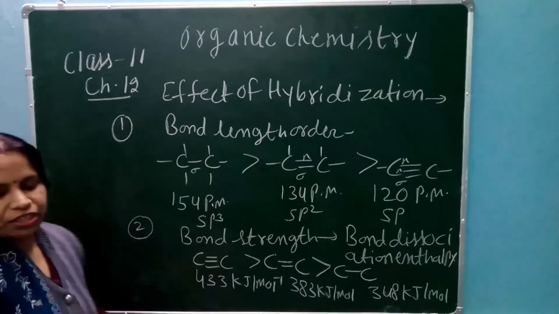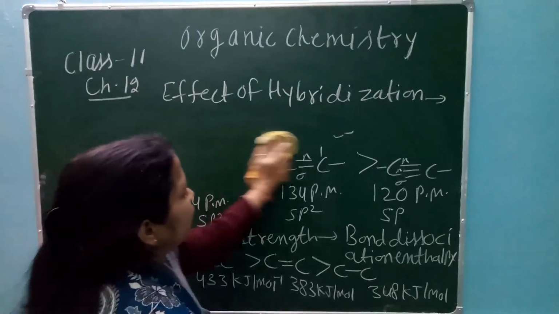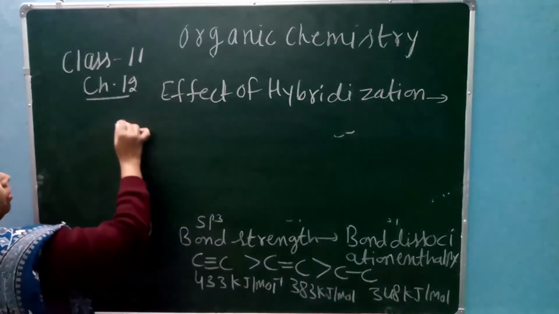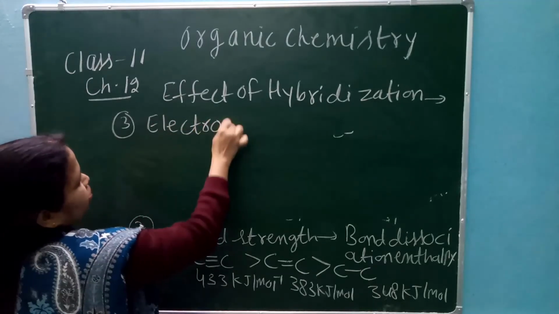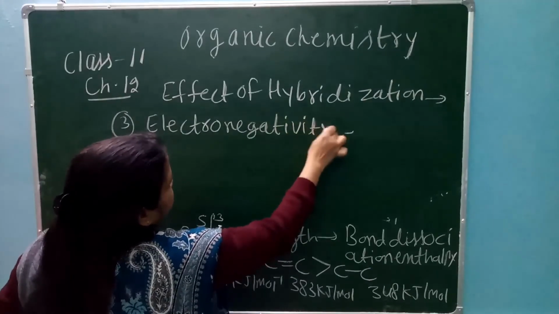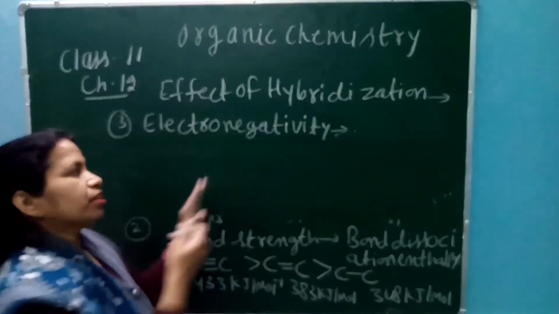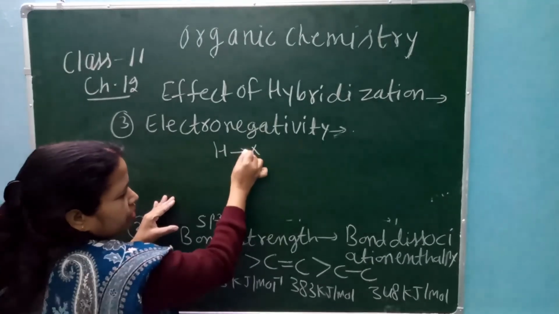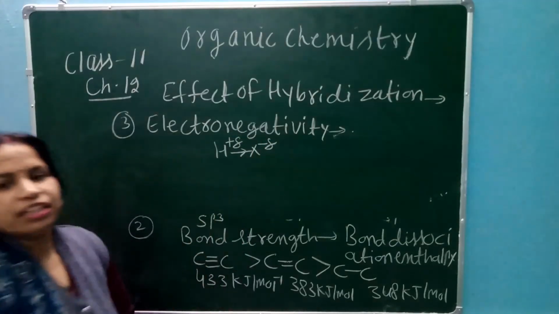So now the third point is electronegativity. Electronegativity increases when s character increases. Electronegativity means attraction of electrons towards itself. So what is the meaning of electronegativity? बॉन्डेड इलेक्ट्रॉनों को अपनी तरफ अट्रैक्ट करना, जैसे HX में X की इलेक्ट्रोनेगेटिविटी हाईएस्ट होती है, तो ये बॉन्डेड इलेक्ट्रॉनों को अपनी तरफ अट्रैक्ट करता है. It gets the partial positive charge and it gets the partial negative charge.